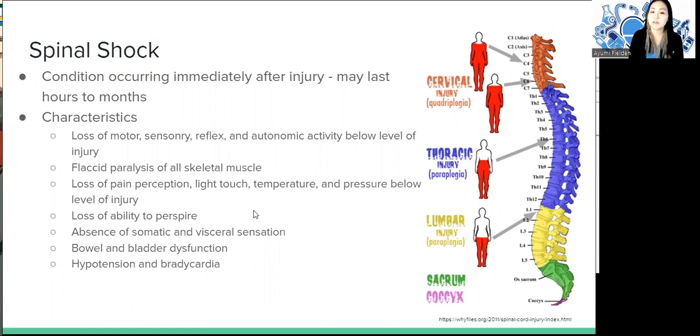Spinal shock is a condition occurring immediately after injury. It might last hours to months, often seen in spinal cord injury, like your trauma patient. Characteristics: you see a loss of motor, sensory, reflex, and autonomic activity below the level of injury. Flaccid paralysis of all skeletal muscle. Loss of pain perception, like touch, temperature, and pressure below the level of injury, and a loss of ability to perspire. Absence of somatic and visceral sensation, bowel and bladder dysfunction, hypotension, and bradycardia.